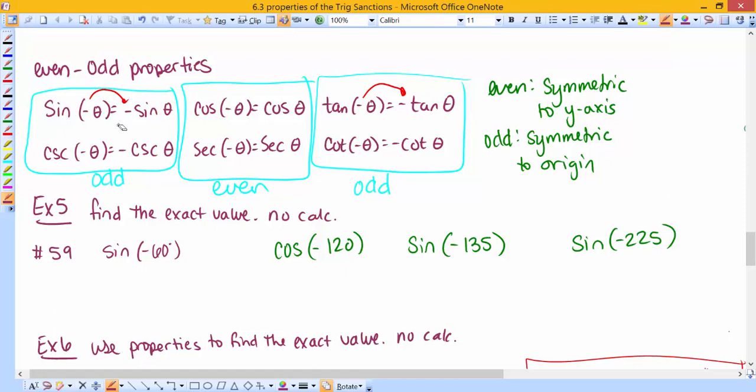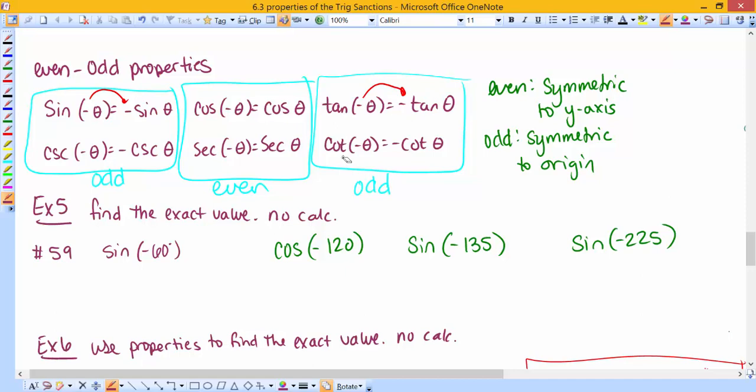Sine is an odd function. Its graph is symmetric to the origin. Cosine is an even function. Its graph is symmetric to the y-axis. Tangent is a new graph. You have not seen this graph yet, but tangent is an odd function. Its graph is symmetric to the origin. Their cofunctions also go with them. So sine is odd, cosecant is odd. Cosine is even, secant is even. Tangent is odd, cotangent is odd.